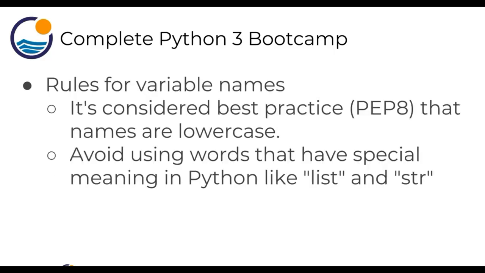A few more rules about variable names. It's generally considered best practice, according to PEP 8, that names are lowercase. Now, there are situations when you become a more advanced programmer where you're going to want to have global variable names in all caps that are used throughout your code. But right now, in general, we'll want to keep all our names lowercase. And we'll also want to avoid words that have a special meaning in Python. And these are built-in keywords like list or str for string. You may be wondering, how am I supposed to know what the special built-in keywords are? Luckily, any development environment that's designed to work with Python will have syntax highlighting that will alert you that you're using a built-in keyword by highlighting it a different color. And we'll see an example of that in just a little bit.